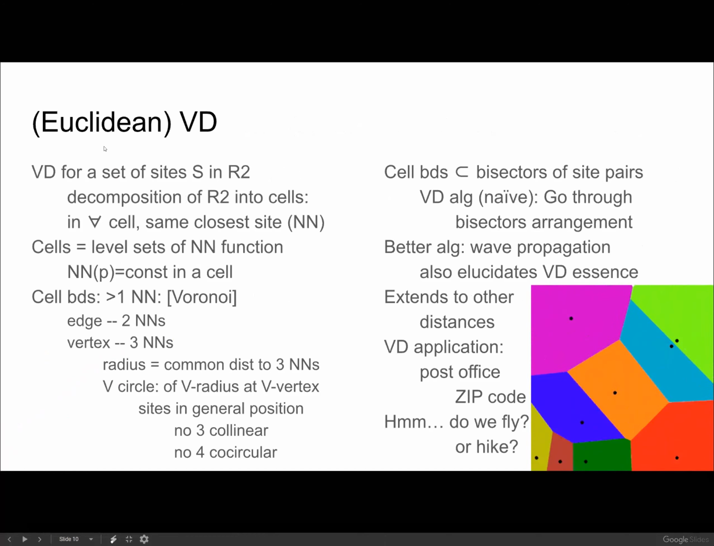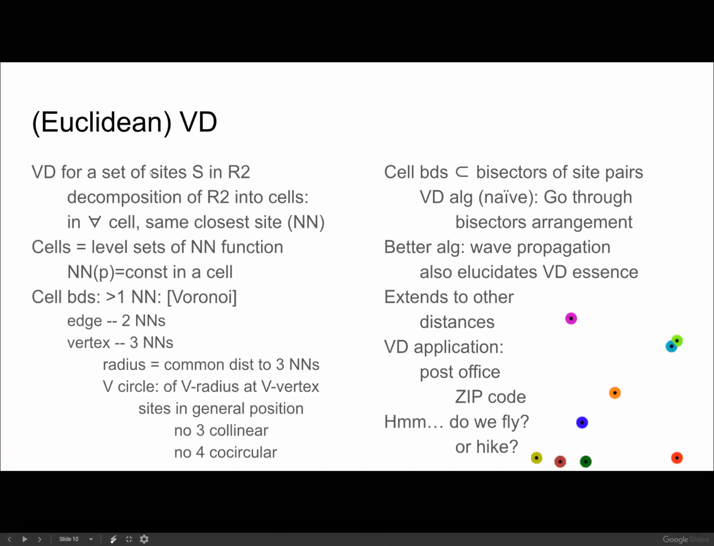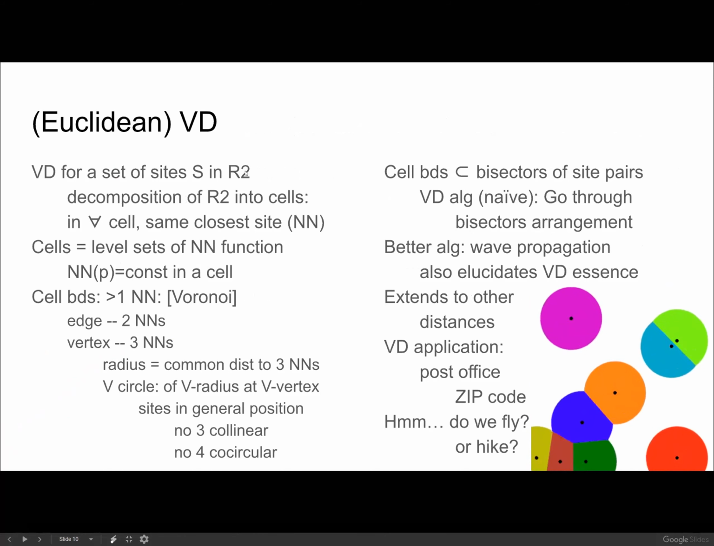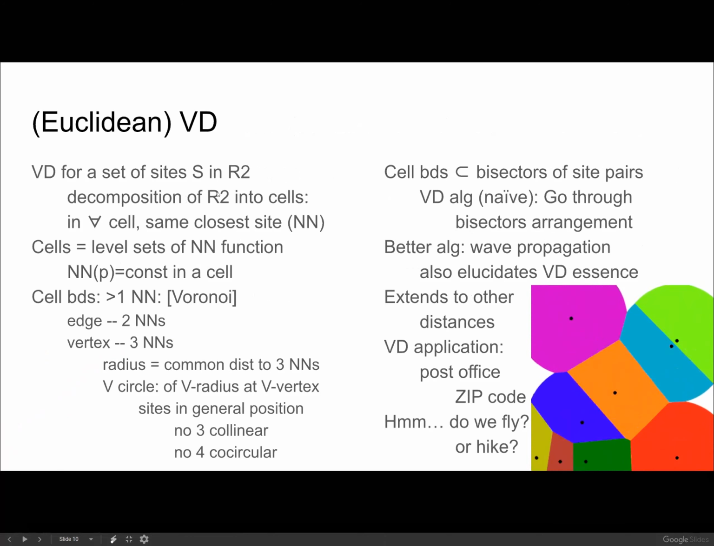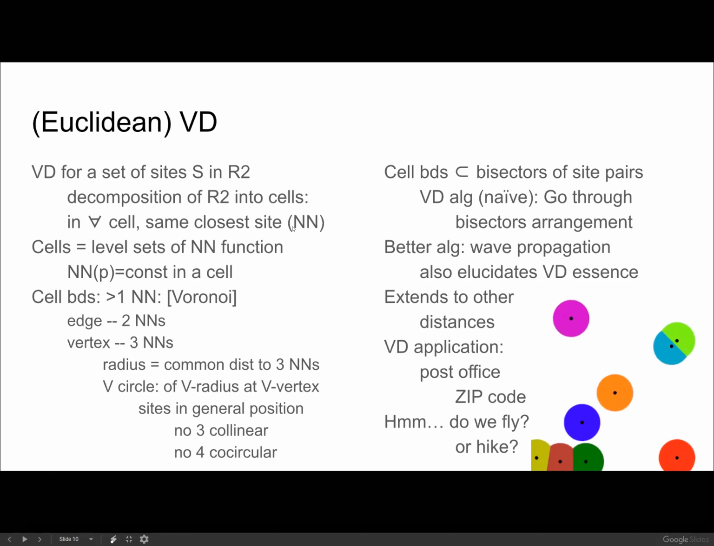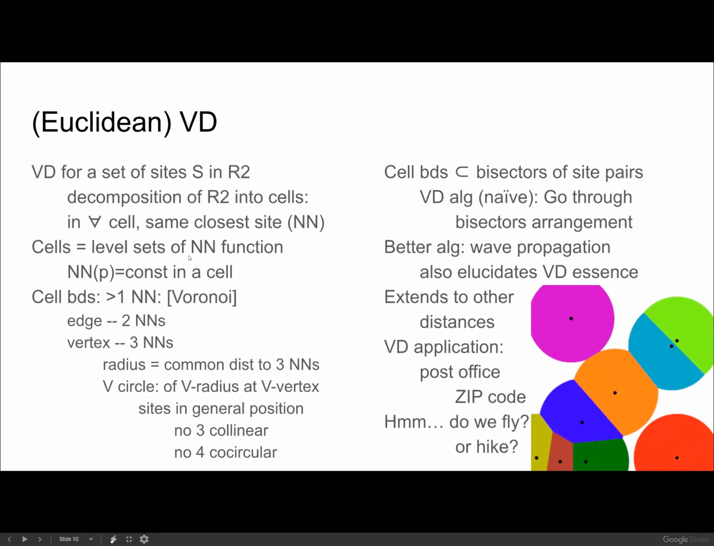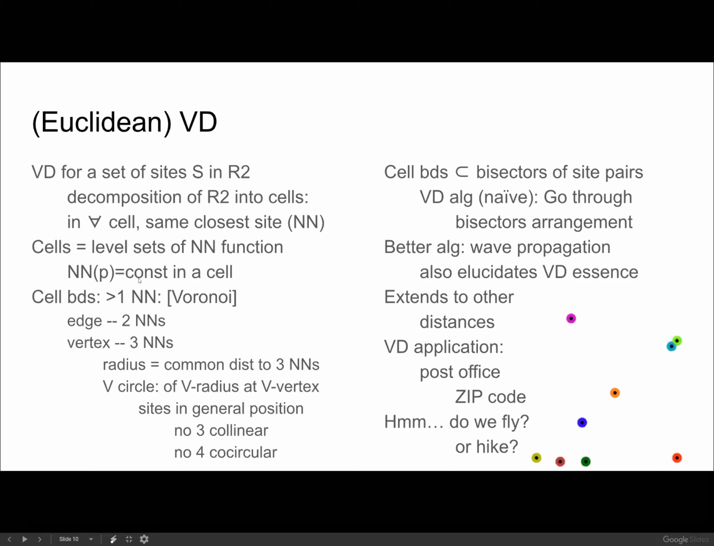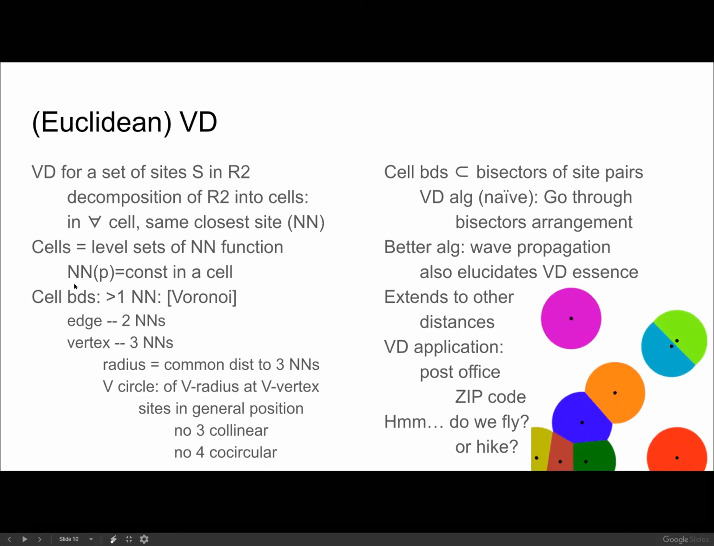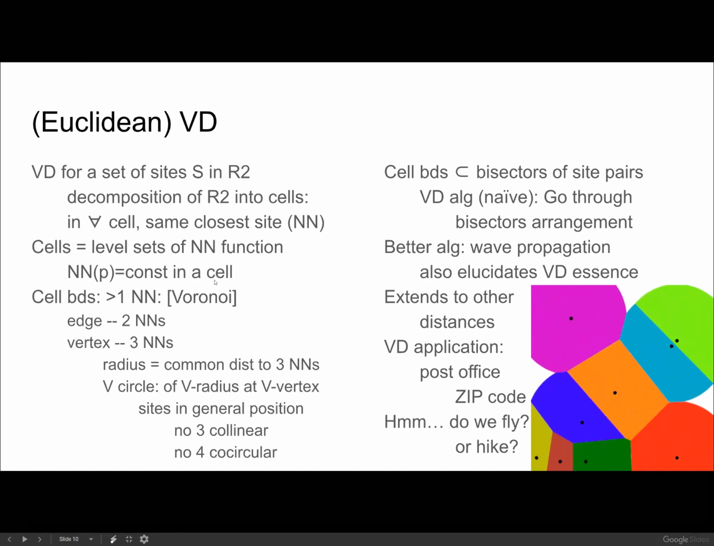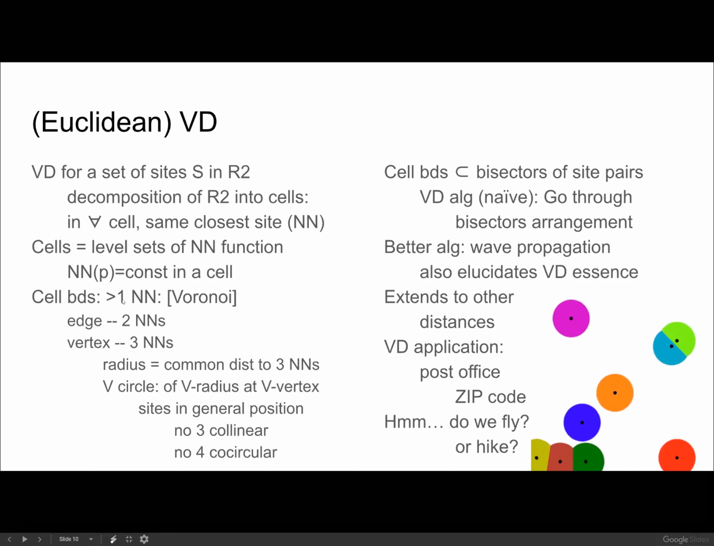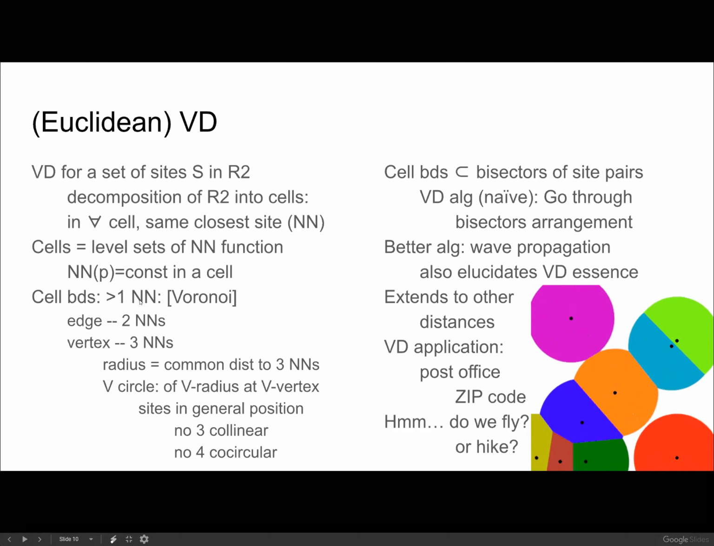So on the left here, it's a definition of the Voronoi diagram. So you have a set of sides in the plane, R2, I'm saying that's the plane. And you want to decompose the plane into cells such that for any cell, you have the same closest side. Or if you want to look at the nearest neighbor function, you want to find the decomposition such that in every cell of the decomposition, for any point, the nearest neighbor is the same. And of course, the boundaries between the cells are those places where you have more than one closest side.